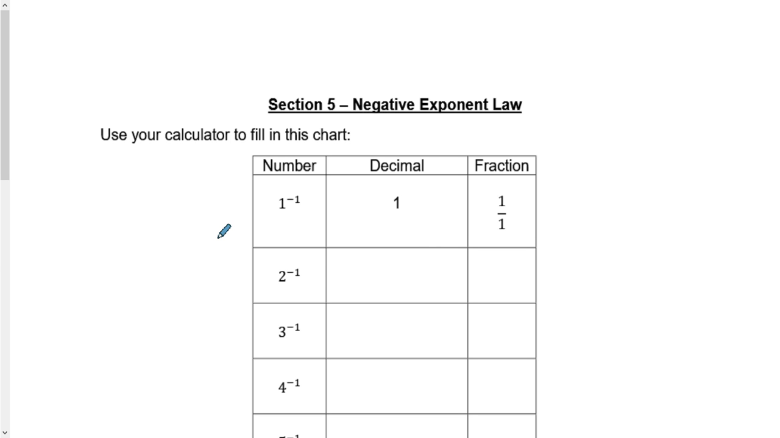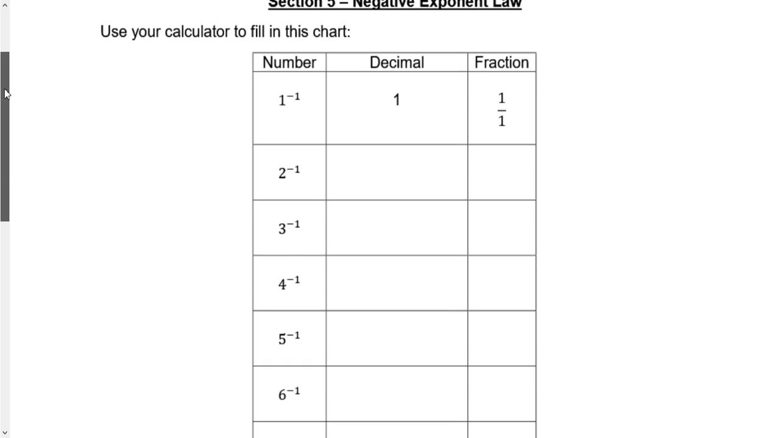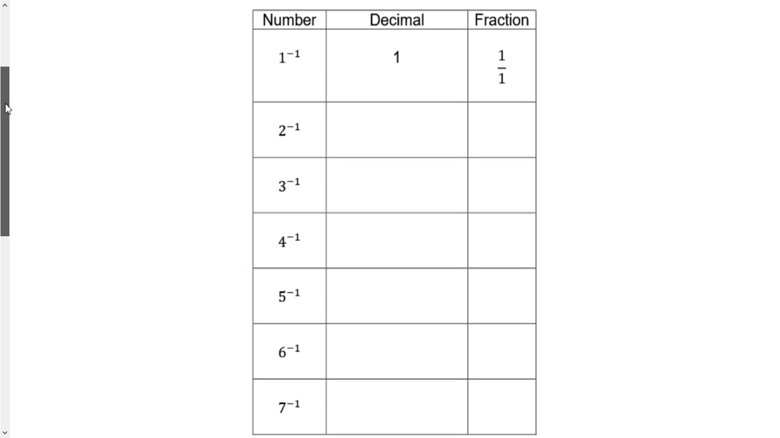Talking about the negative exponent law, what we're going to want to do first is talk about decimal forms. So if you use your calculator to determine a few different things, for example, 1 to the power of negative 1 is 1. I'll give you a little bit of help with the fractions. It's 1 over 1. If you type in 2 to the power of negative 1, though, you get 0.5. 3 to the power of negative 1 is 0.3 repeated. 4 to the power of negative 1 is 0.25.